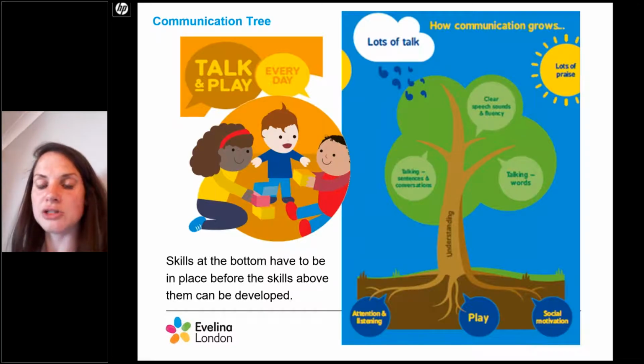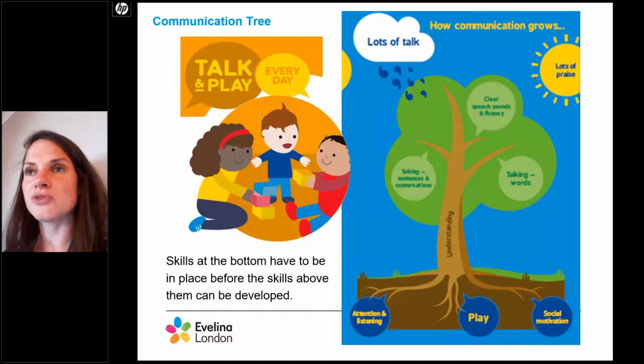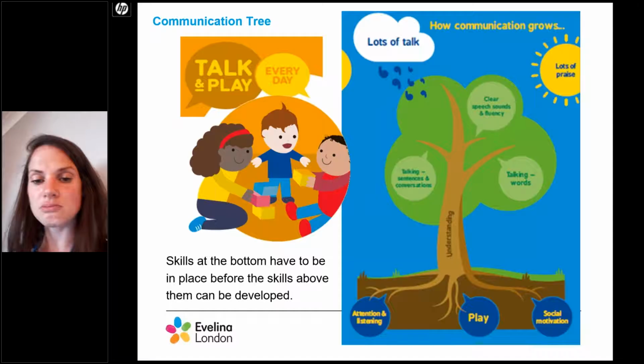They also learn through their play. And initially, play is very exploratory. So children will touch things, they'll put things in their mouths, they'll look at things close to their face. And I mentioned already before that if children aren't able to explore the world around them, they're going to find it very difficult to learn the words associated with the things that they're exploring.